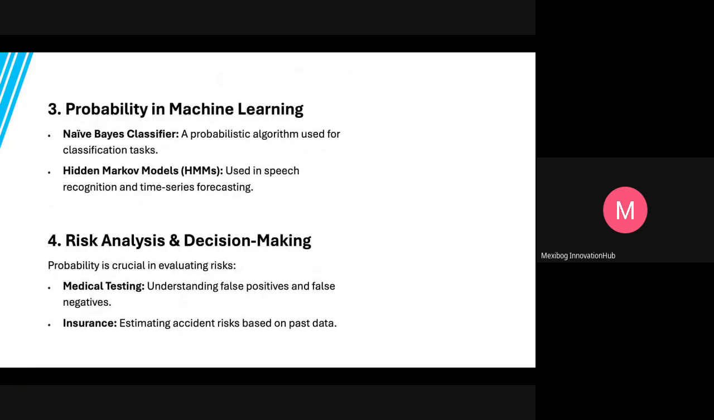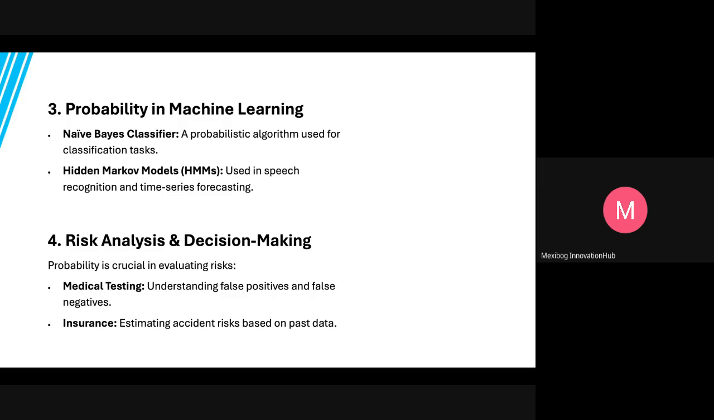So, probability in machine learning. Naive Bayes classifier, a probabilistic algorithm for classification tasks. So we'll get to that. Then hidden Markov models, HMM, used in speech recognition and time series forecasting. Like we said, you might find yourself in machine learning, in predicting stock records, in the health domain, different domains, community service. So all these things are necessary for you.